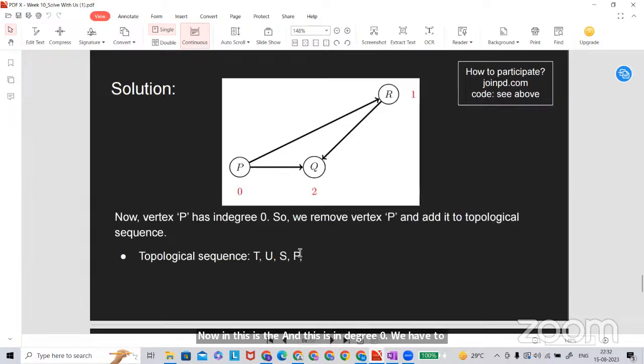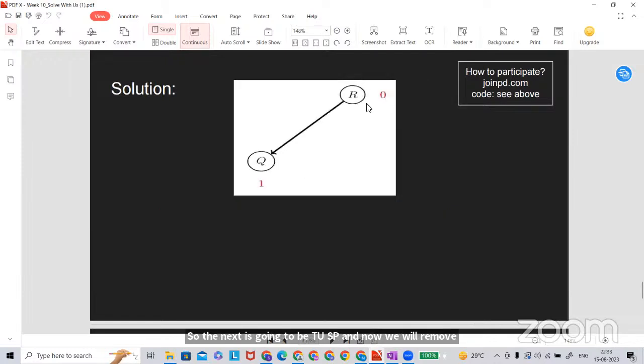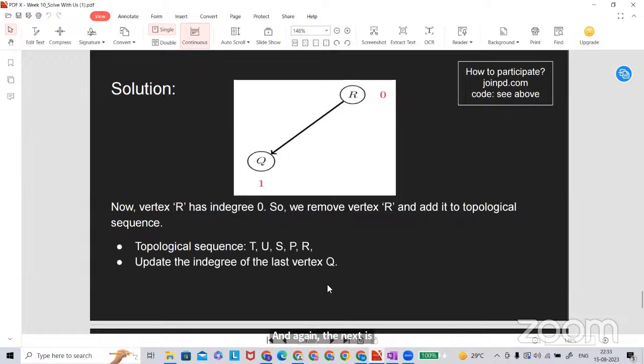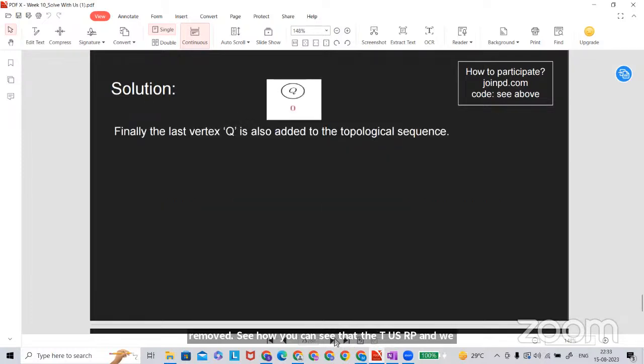So next is going to be T U S P, and now we will remove P here. So once we remove P, again this is 0 and this will become 1, and again the next is we will remove R and then Q will be removed. See here we can see T U S P R, and we have to remove Q. So topological sorting finally we will get T U S P R Q. This is the topological sorting we'll get here.